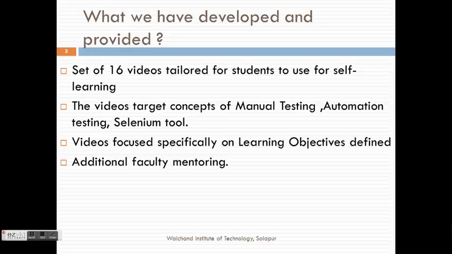The videos target concepts of manual testing and automation testing, and introduce Selenium, a browser automation testing tool most widely used in companies and also by web designing and development agencies. These three testing aspects form a vital part of the software testing and software engineering curriculum of engineering programs for computer science and IT students.